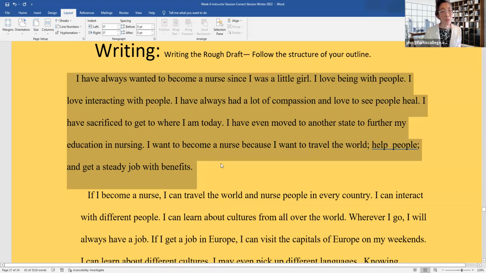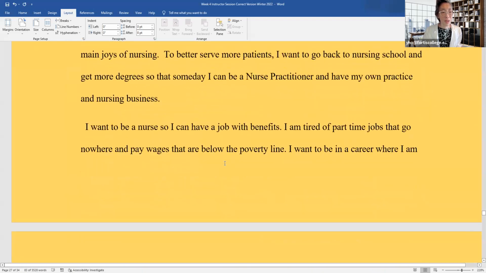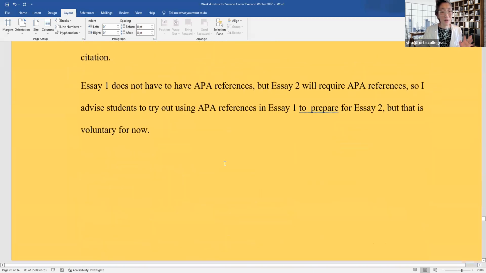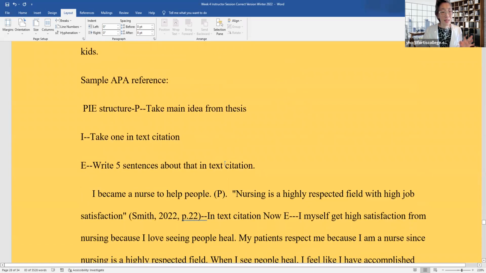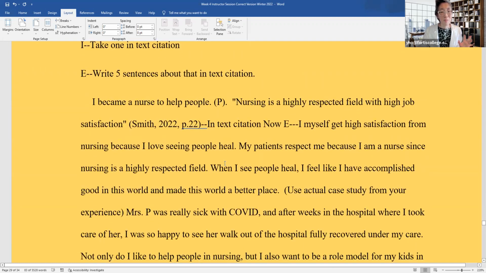Now when you upload it to the Week 5 forum, it's okay if it's single spaced because the forum can't seem to differentiate. But when you do your final draft and hand in your final draft assignment, and when you hand in your Week 4 rough draft, then you should have it double spaced, okay? Because that's part of the APA rules, okay? So here is how you write it out and you can read that on your own, okay? And that's it. This is another example of pie structure.